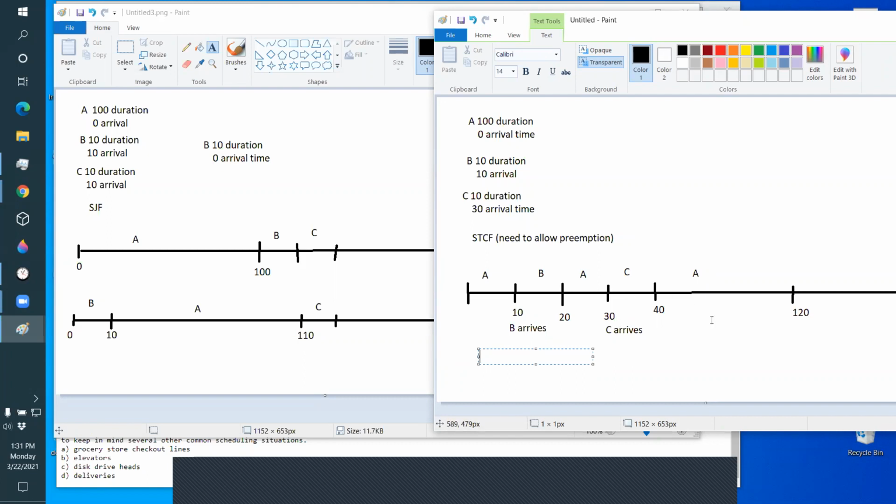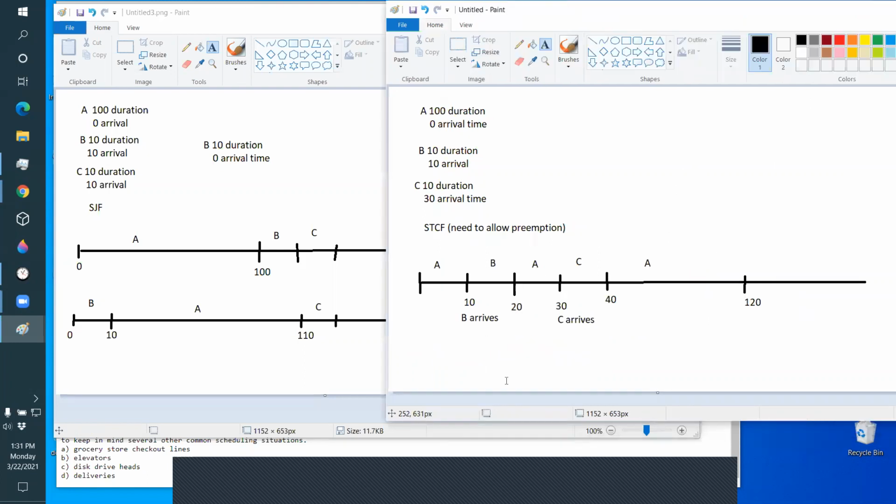So grocery stores don't have anything like shortest time to completion first, but it's actually a very good algorithm in terms of real computer scheduling. It requires this extra idea of preemption. That means when a job arrives, we consider that a scheduling event. When a scheduling event happens, we make a choice of who we schedule now.